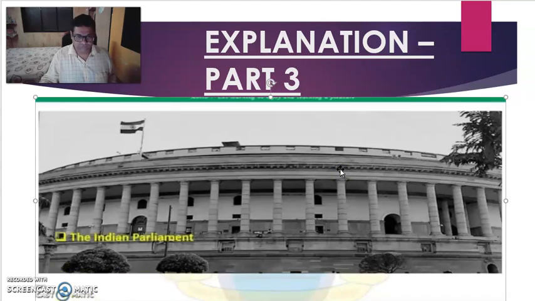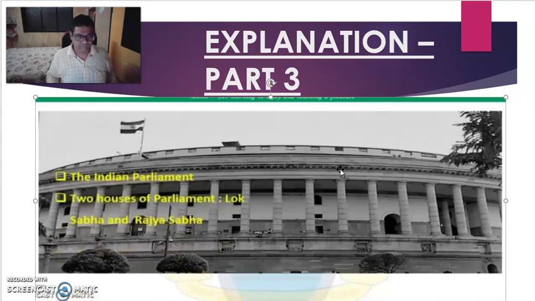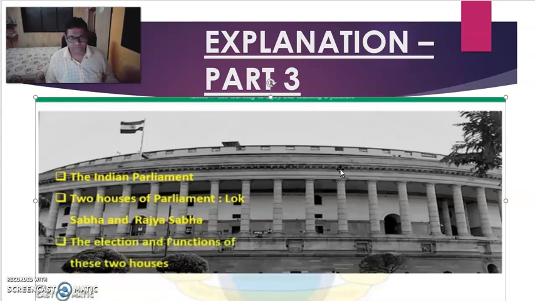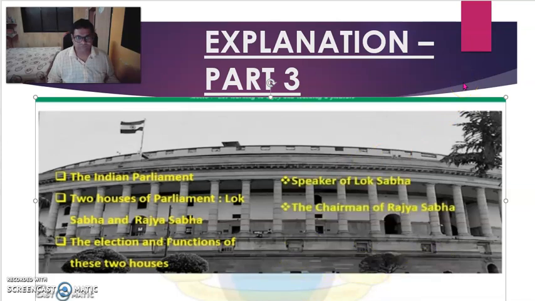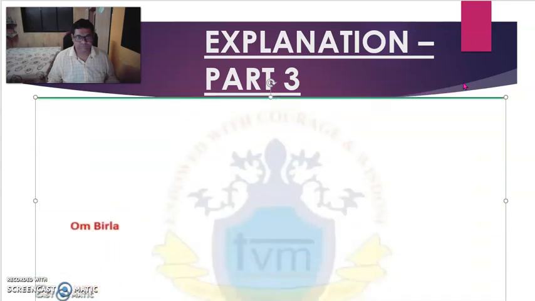We have covered the following topics: the Indian Parliament, 2 houses of the Parliament, Lok Sabha and Rajya Sabha, the elections and functions of these 2 houses. Today we will study about the Speaker of Lok Sabha, the Chairman of Rajya Sabha, and how does the Parliament make laws. So let's begin with the Speaker of Lok Sabha.